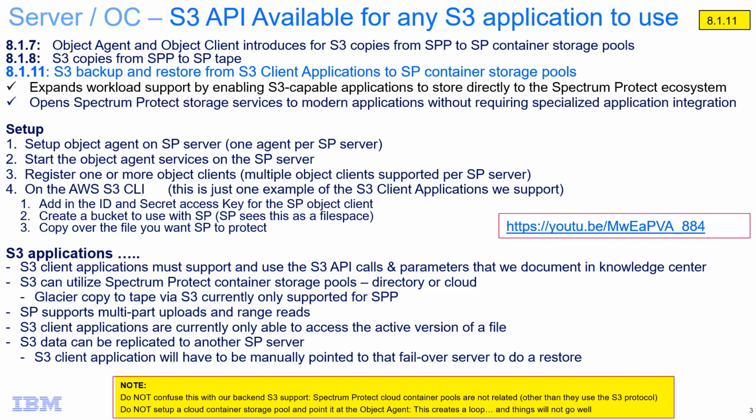Now one thing I want to point out is don't confuse this S3 support with our back-end S3 support that we have for our container storage pools. These are not related, other than that they use the S3 protocol. And also, when you're setting this up, don't set up a cloud container storage pool and point it at an object agent. That'll create a loop and you won't be happy with the results. So do check out the YouTube video I have on this, in this case sending an AWS S3 client out to the Spectrum Protect server, but you could utilize it for any of the different S3 applications.